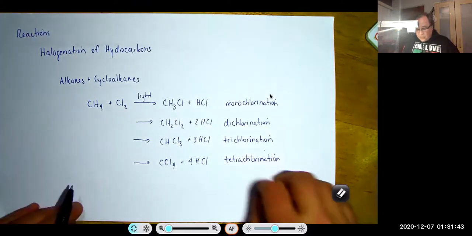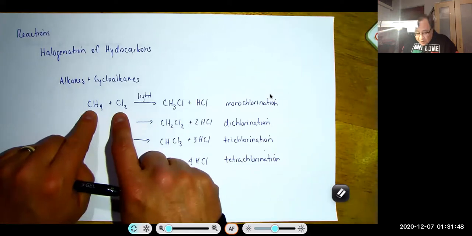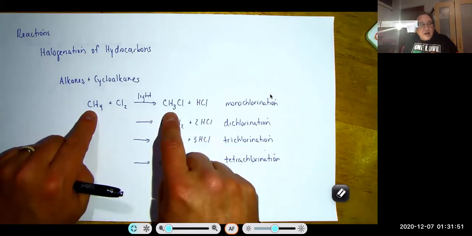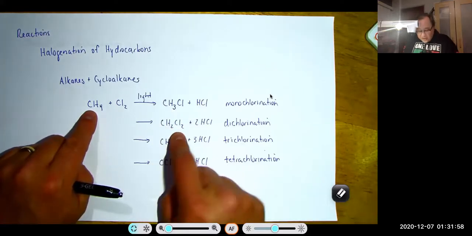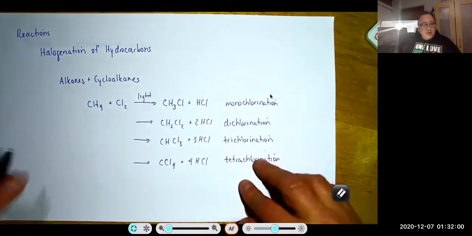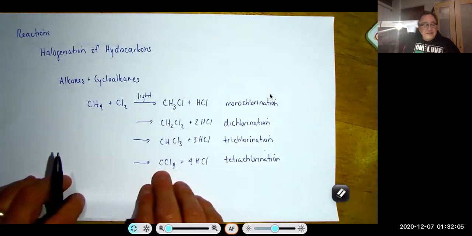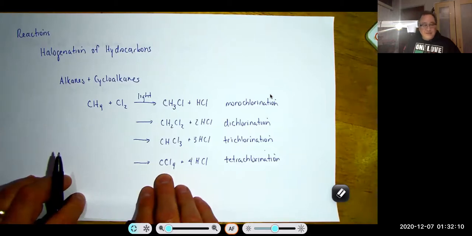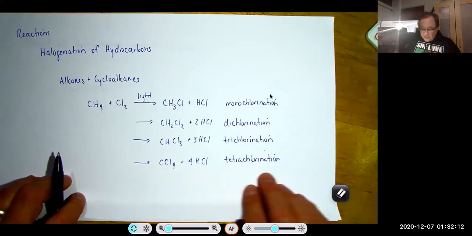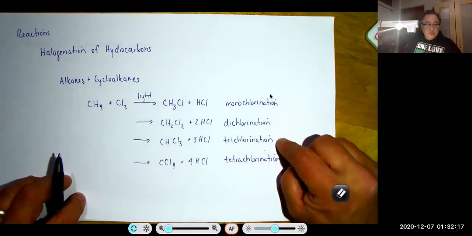This is called a monochlorination product. Now, the interesting thing about this is that this molecule can also react, and a hydrogen can be removed and a chlorine added. So you could get CH2Cl2. And this could continue until you replace all of the hydrogens on the methane to get CCl4, which is called tetrachloromethane. So this is considered to be a monochlorination product, a dichlorination, a trichlorination, and a tetrachlorination.